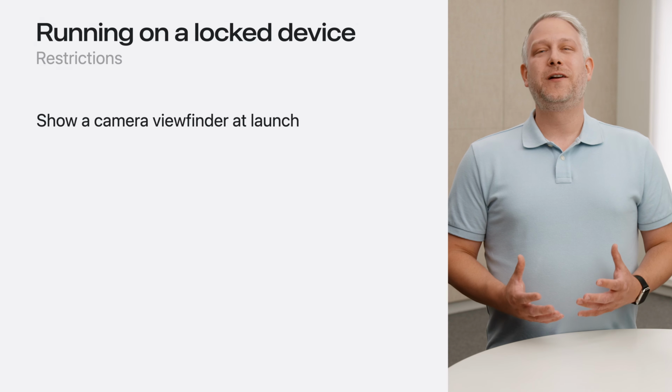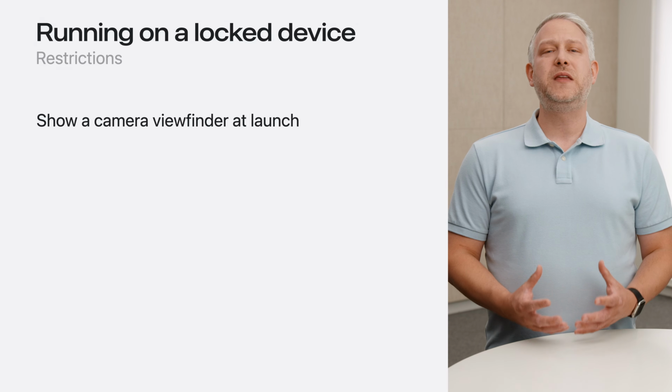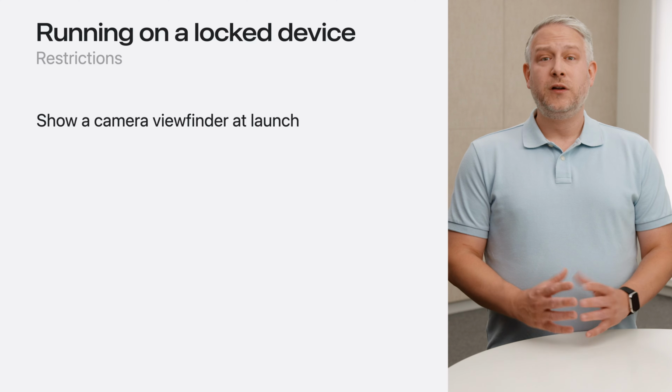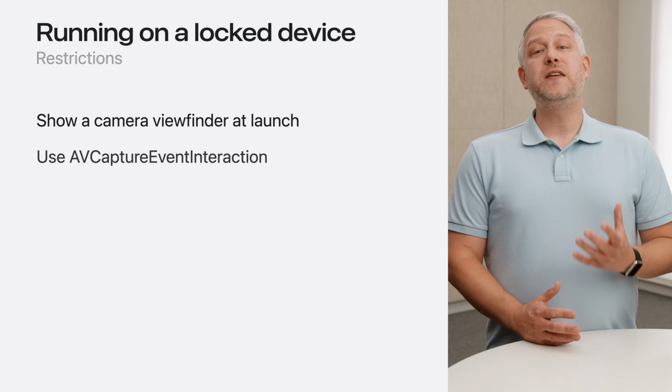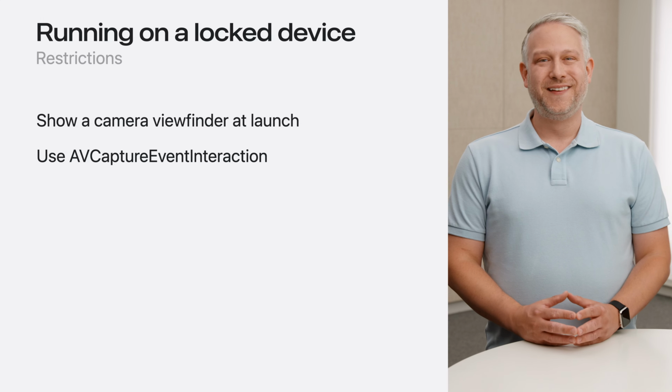We think capturing a photo or video with the hardware buttons of the phone is a great way to give people the quickest point-and-shoot experience possible. Therefore, your extension must use AV Capture Event Interaction to handle events from the system hardware buttons.